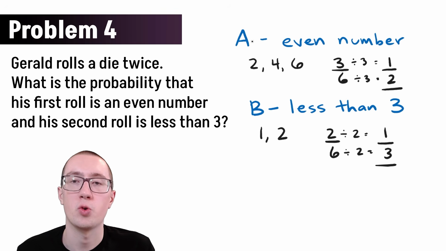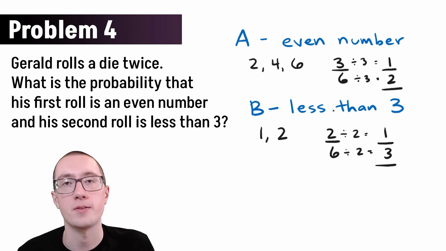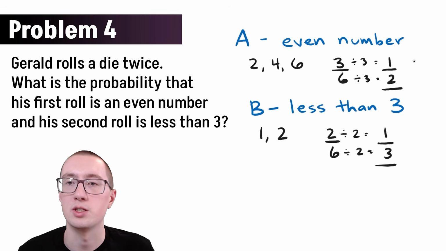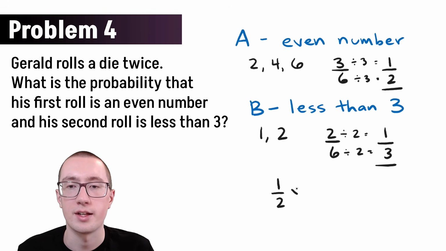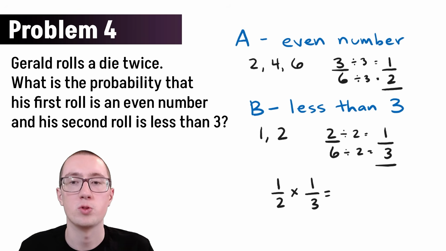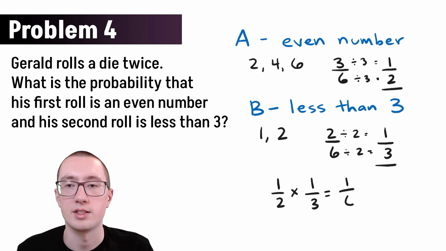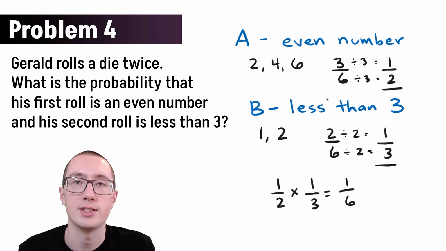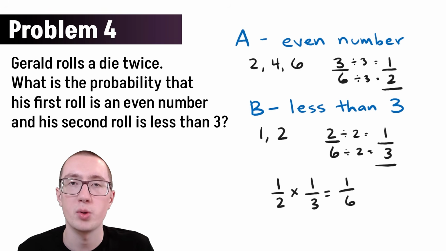So we know the chances of him rolling an even number, and we know the chances of him rolling a number less than 3. So how do we figure out the chances of both of them happening? Well, because these are two separate dice rolls, these are not affecting each other in any way. That means all we have to do is multiply the two fractions together. So he has a 1 in 2 chance, and then that's multiplied by a 1 in 3 chance. And remember that to multiply fractions, you multiply the tops and bottoms. So 1 times 1 is 1, and 2 times 3 is 6. So for him to roll an even number on his first roll and then roll less than 3 on his second roll, the total chances of both of those happening are 1 in 6.